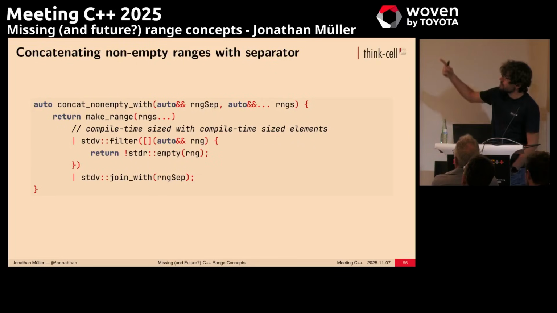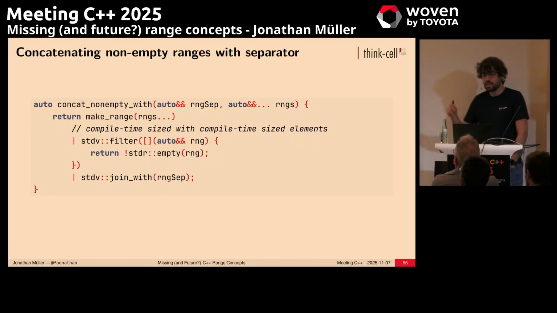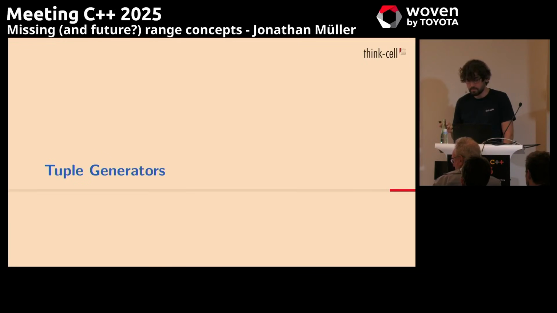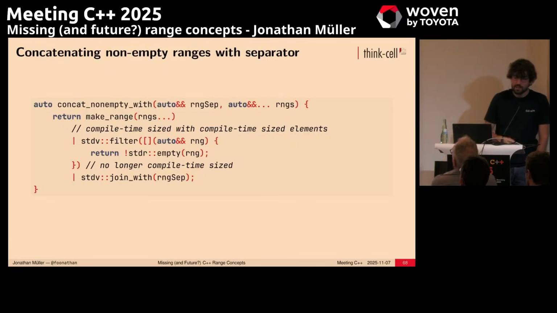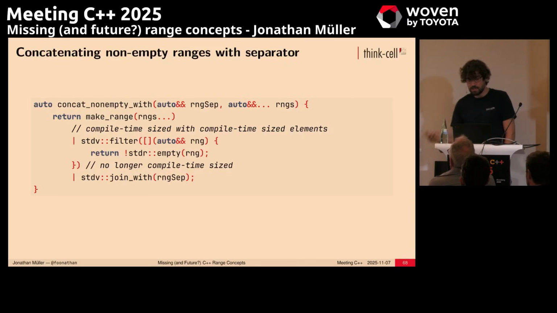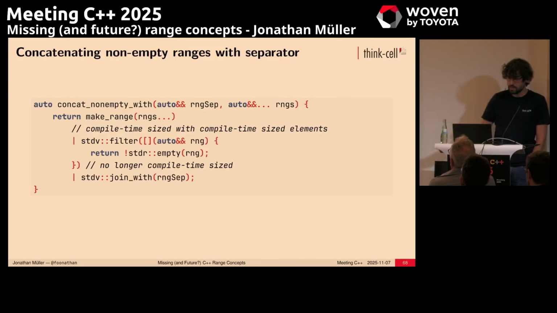Anyways. So at this point we're here. We're calling make range and we're getting a compile time sized range with compile time sized elements. Next up, filter. So obviously, as soon as we filter it, we're no longer compile time sized because we strip elements, so we lose the size information.